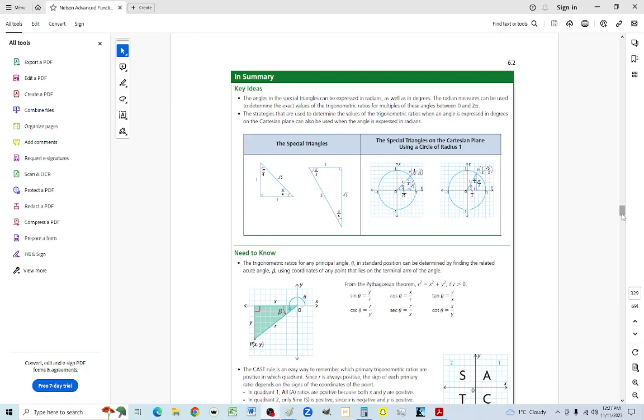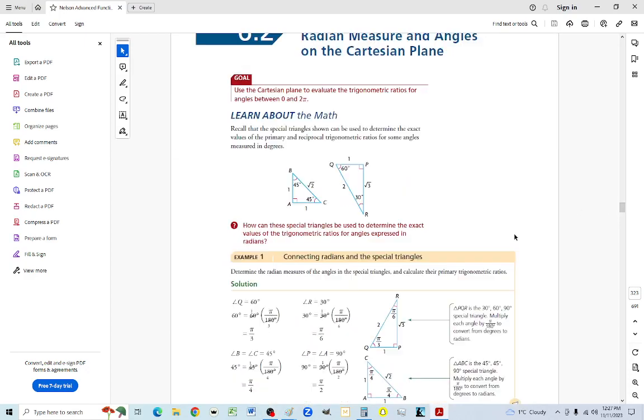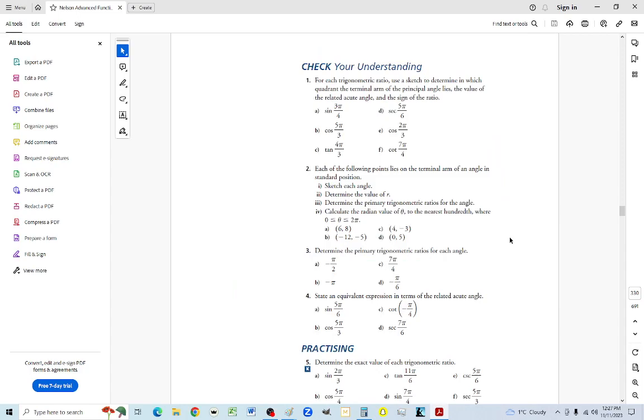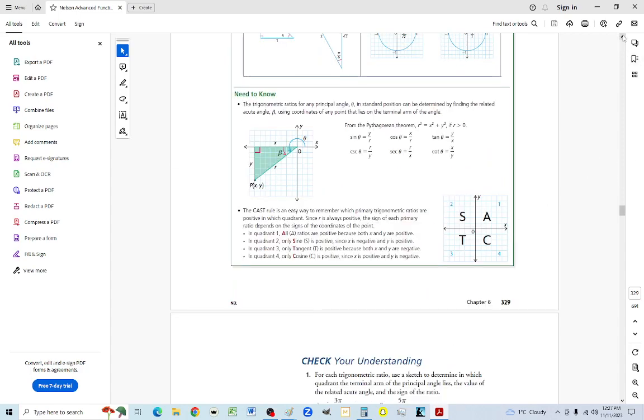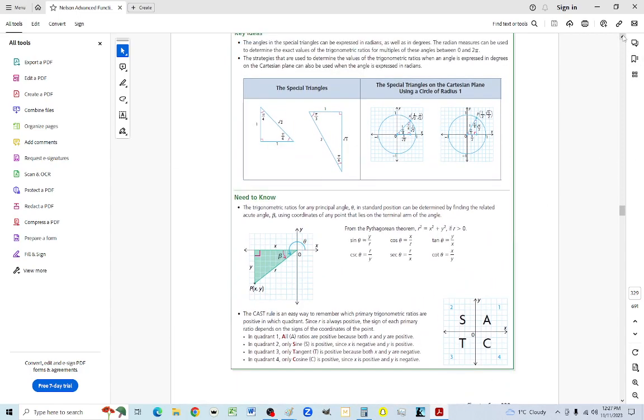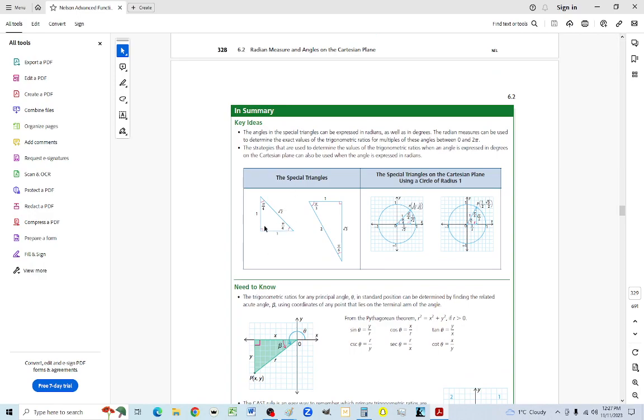So for 6.2, the important thing here is summarized at the end. So make sure you always go to the summary pages. You'll need to replicate your special triangles, but this time with radians. You'll need to understand a unit circle. That's a circle with a radius of 1.